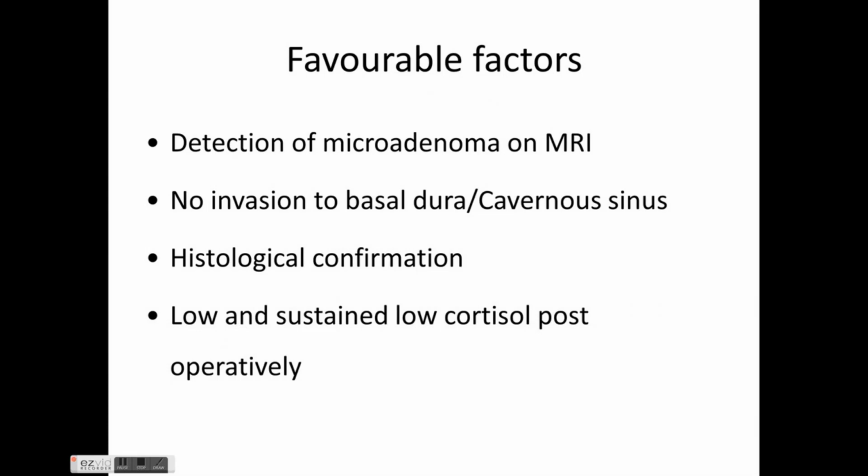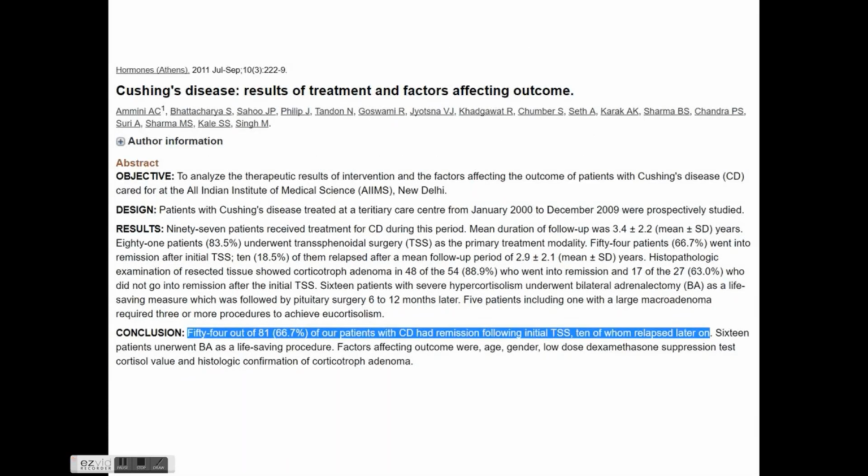So favorable factors for resection of microadenomas are detection of the microadenoma on MRI, no invasion into the basal dura or the cavernous sinus, histopathological confirmation, and sustained low cortisol postoperatively. There are many papers in which various amounts of data can be seen. 54 out of 81 of our patients with Cushing's disease had remission following initial transsphenoidal surgery, 10 of whom relapsed later on.